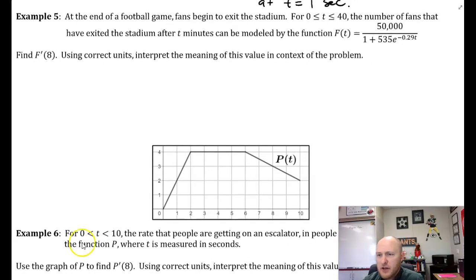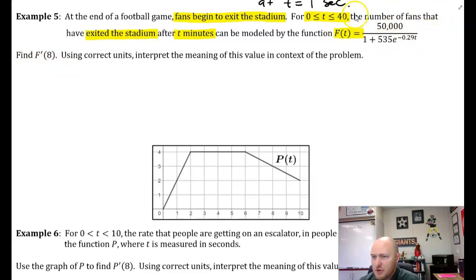At the end of a football game, fans begin to exit the stadium. For t between 0 and 40, the number of fans that have exited the stadium after t minutes can be modeled by the function f of t. Okay, here they say find f prime of 8. Well, I don't know about you, but that function looks really, really nasty.